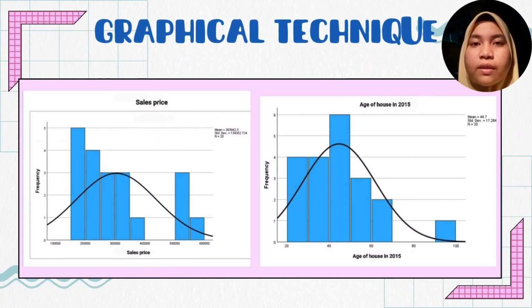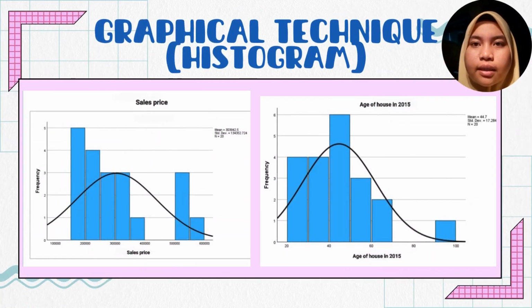Next, we will discuss the graphical technique. Graphical technique is a method frequently used to illustrate results. It presents data in a visual way using charts and graphs. I have illustrated two types of graph. The first one is the histogram, while the other one is the scatter diagram.